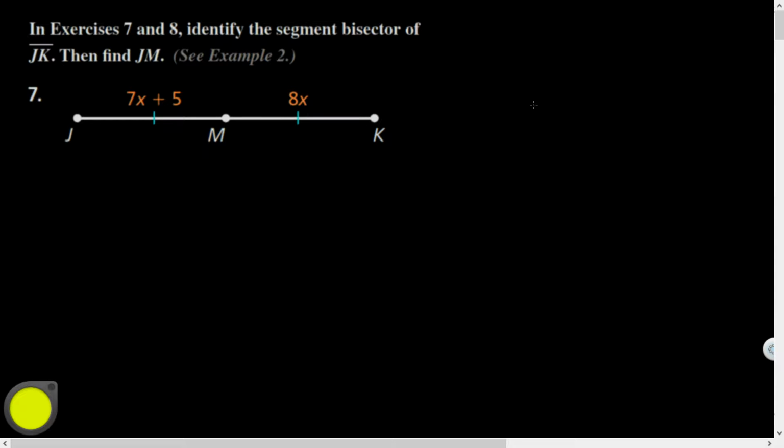We were talking about segment and measurement and construction. Segment addition postulate. Like bisecting a segment, midpoint and distance. Things like this. So it says identify the segment bisector of JK.